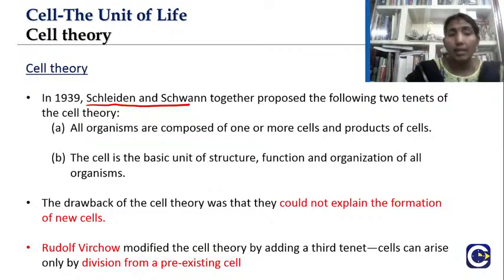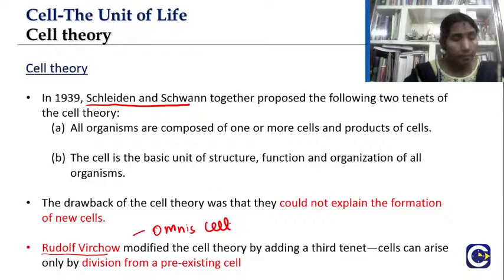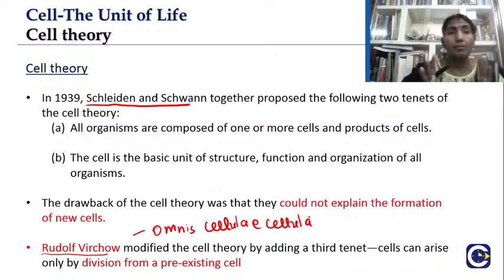Okay, so it was none other than Rudolf Virchow. He was another pioneer who modified the cell theory by adding a third point to it, where cells can arise from the pre-existing cell. So that was the idea given by Rudolf Virchow, where he said that new cells are formed from already pre-existing cells. So he used the phrase omnis cellula e cellula, which means cells do arise from the pre-existing cell. That is the statement given by Rudolf Virchow.